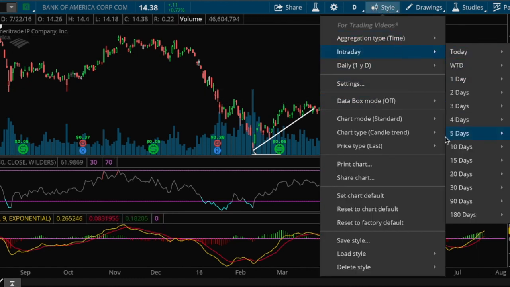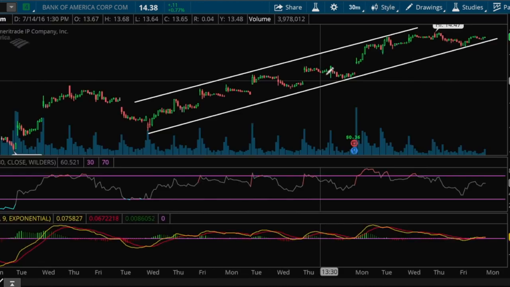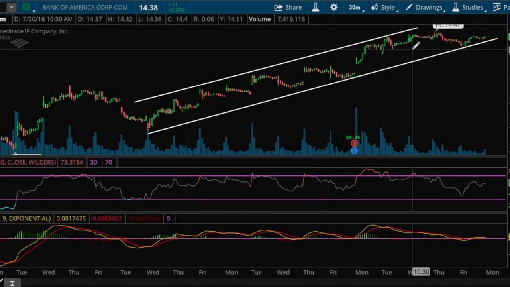But that's essentially what we wanted to talk about in this video, this pivot line and this awesome channel it's in. This channel can propel it above that pivot line, and then it'll need to hold above that line for at least a few weeks.